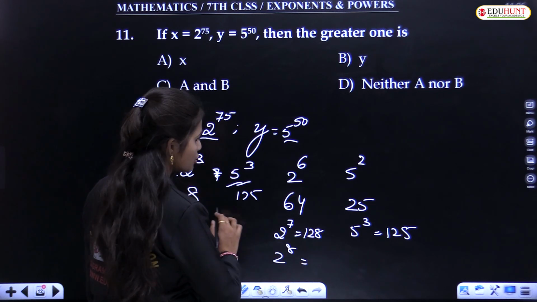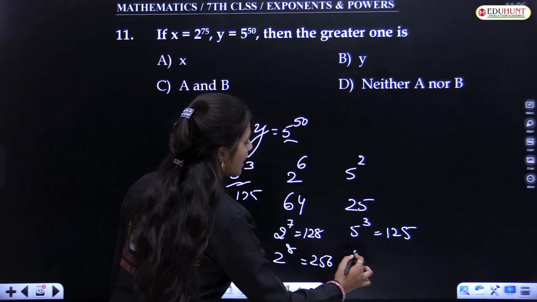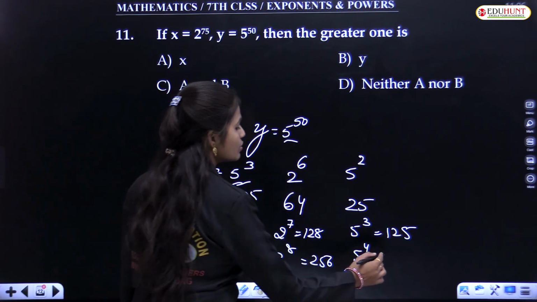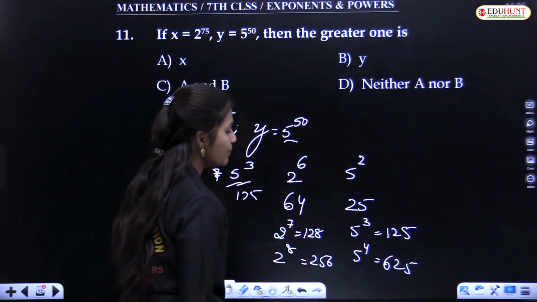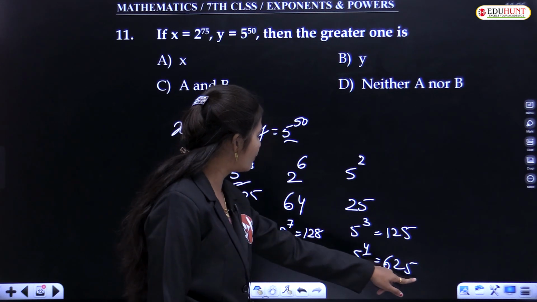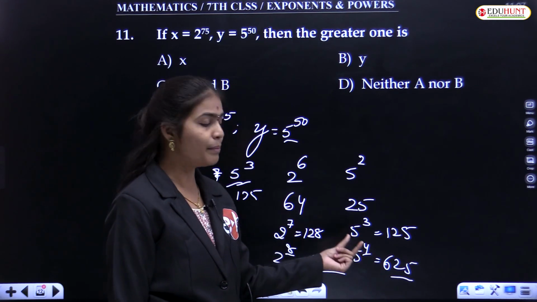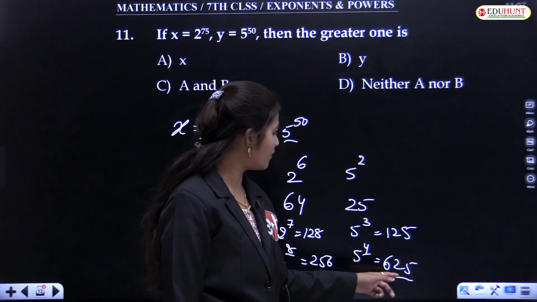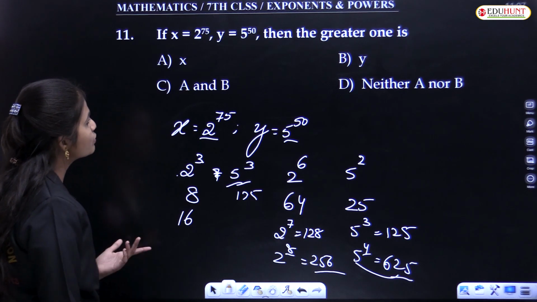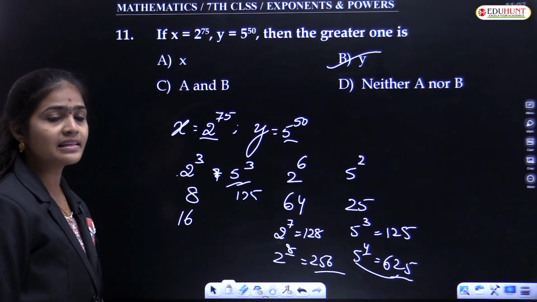2 power 8 is equal to, we already compared this one, no? So 2 power 8 is equal to 256 and here 5 power 4 is equal to 625. Why I am writing like this means here the power is 8, here the power is 4. When you observe these two, the power of 2 is greater than the power of 5. But which value is more here? 5 powers only, no, we are getting more values here. So that's why by seeing only we can say that y is greater. Okay, so let us see the next one.